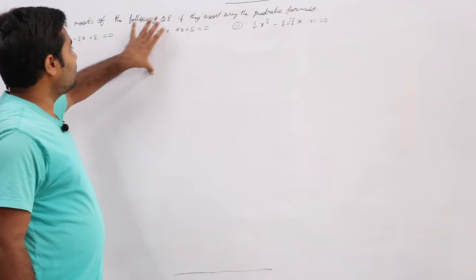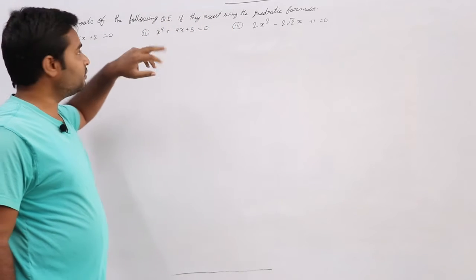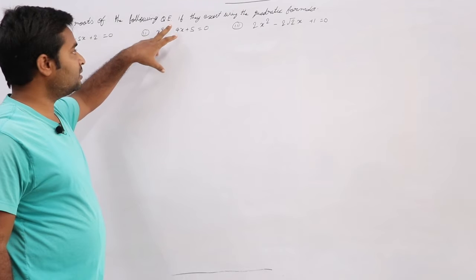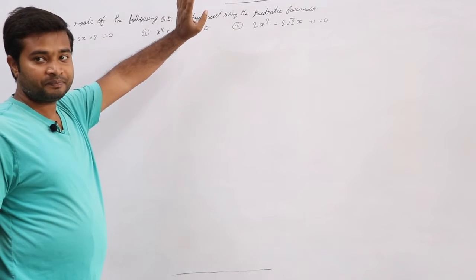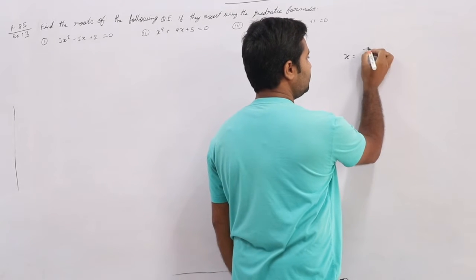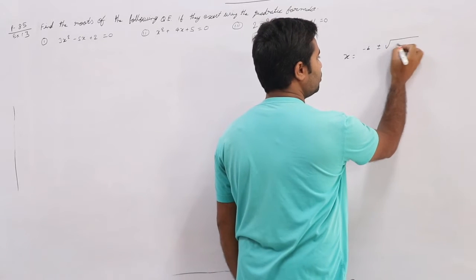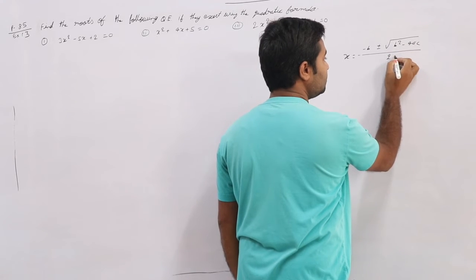Find the roots of the following quadratic equation, if they exist, using the quadratic formula. We should find the roots using the quadratic formula. What is the quadratic formula? I told you yesterday, right? x is equal to minus b plus minus root over b square minus 4ac by 2a.